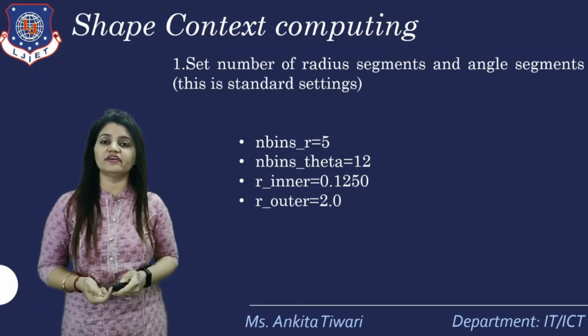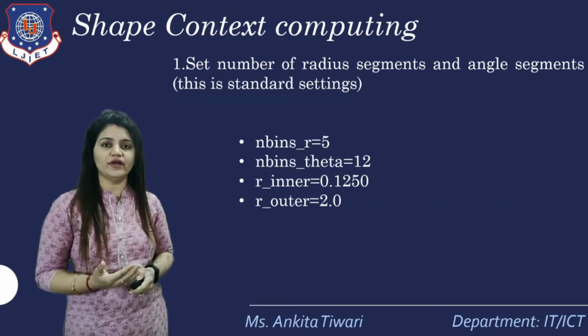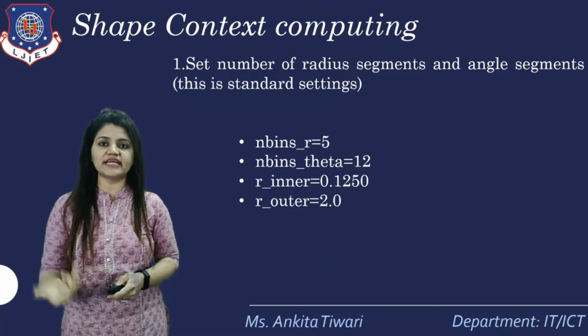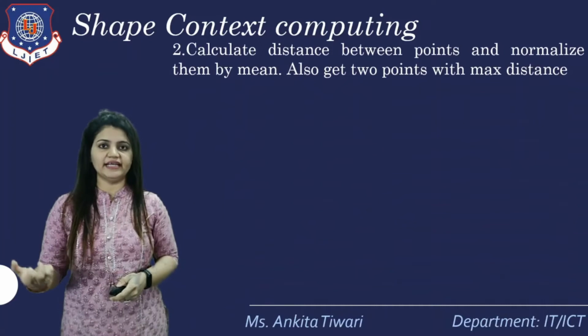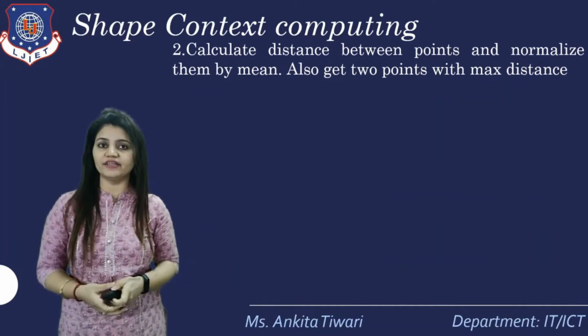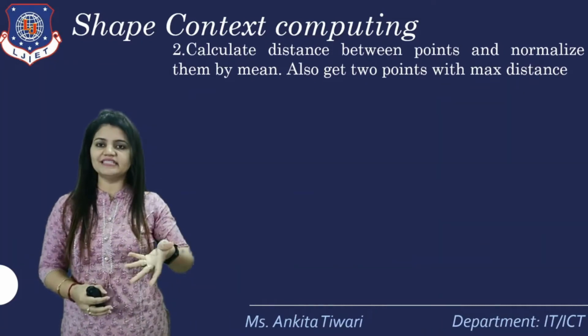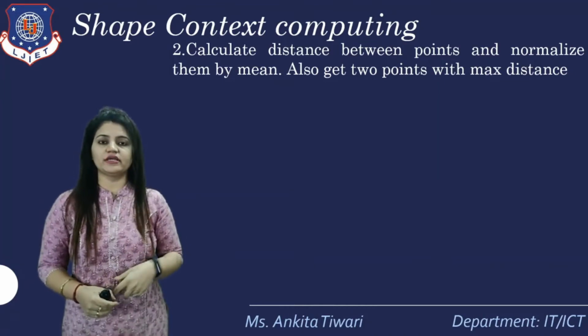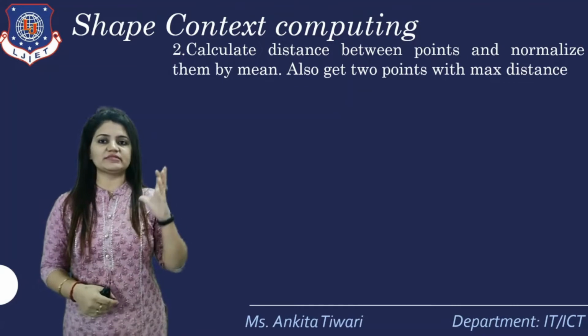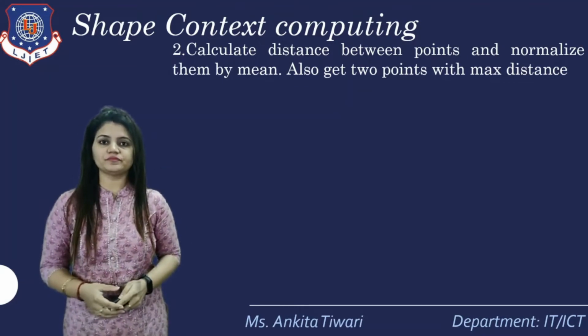So these are the different values that we are taking for making a set of radius segments and the angles. In the second example, we can see calculating the distance between the points and normalizing them by the mean or median that we are taking in a particular object. We can also get the two points with maximum distance.